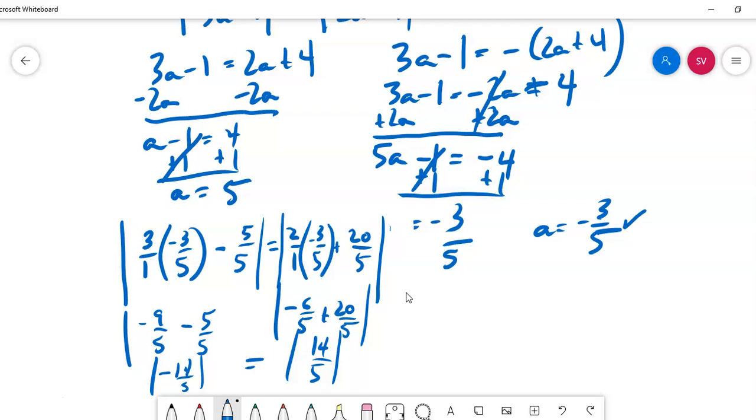And that will wrap up our discussion on example problems relating to equalities and absolute values.